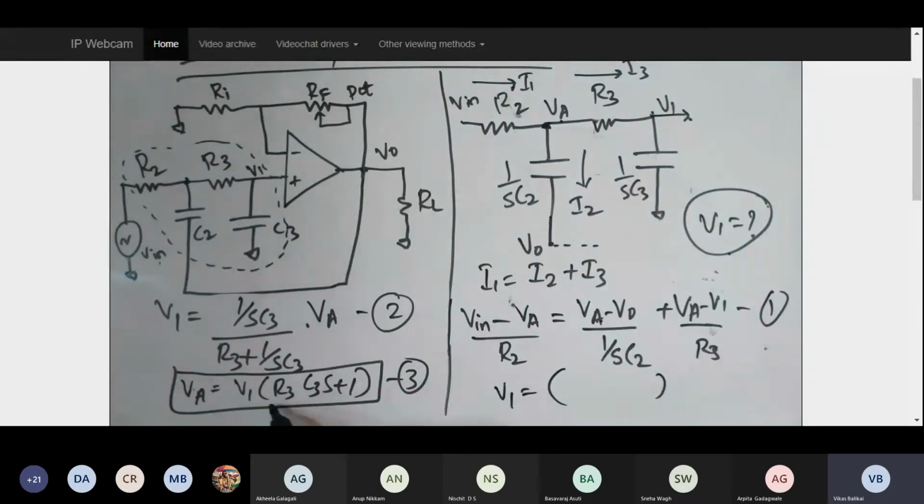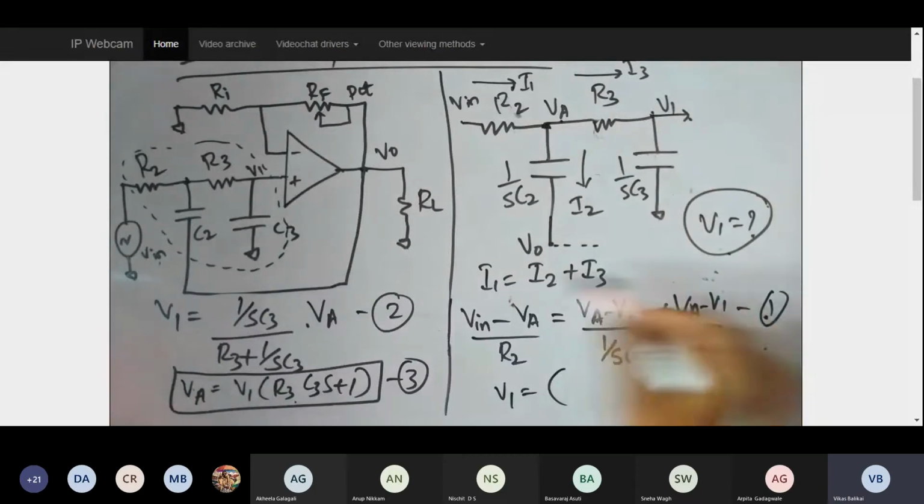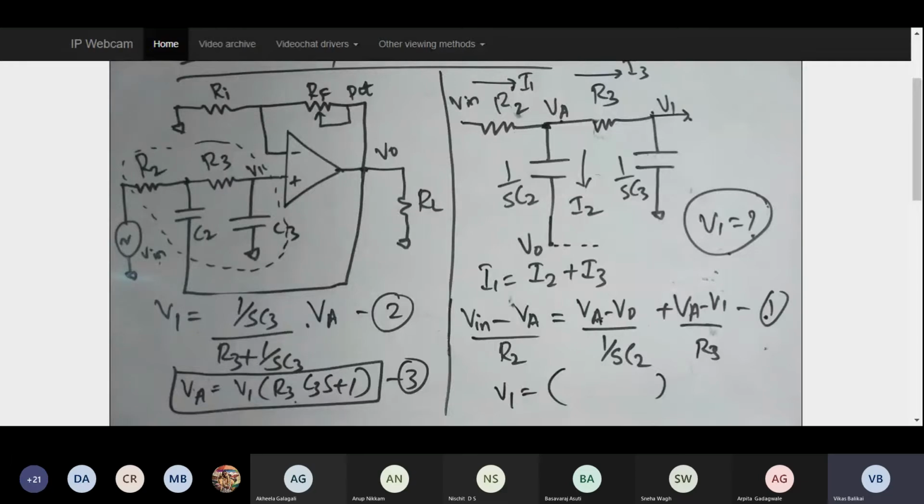So what I am going to do is substitute equation 2 in 1 and do the simplification, and that simplification itself is, I can't say it is a complex one, it is a lengthy simplification.